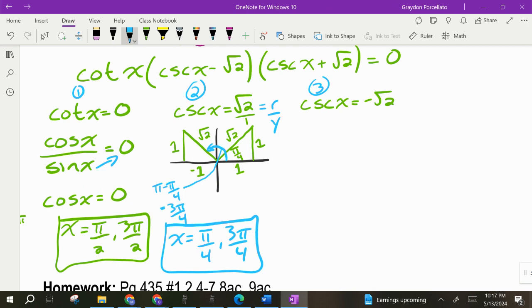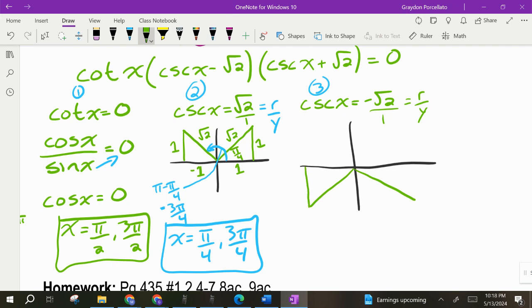Now my last one is cosecant is negative. Well, that's just going to be the opposite quadrants as our previous one. So that's going to be here and here. And this time, this is negative 1, so that's equal to, again, r over y. This is 1, 1, negative 1, root 2, root 2. So this is pi over 4, pi over 4. So how do I figure out these angles?